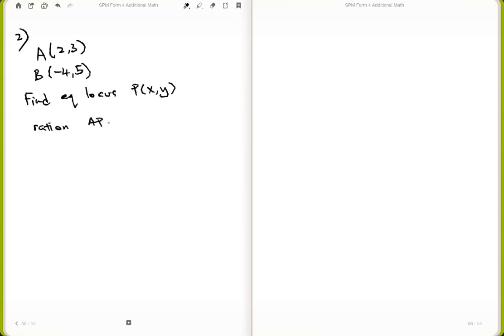AP to PB is equal to 1:3. To answer this, you need to illustrate in diagram form maybe. 1 to 3, then you expect it to be, maybe I have a point A here. This is a point A. And then this one here, another side is my point B. Then my P, the moving point, should be somewhere in here.